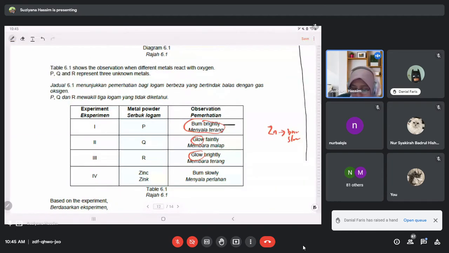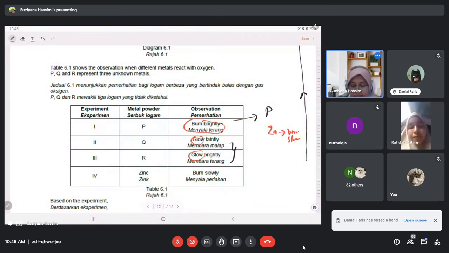Of course, the one that burns brightly sits above. That is the method, because I said just now, when you go up the reactivity of metals, the metal is more reactive towards oxygen. Now P burns slowly here. Now between this and this, check it out. Glow brightly and glow faintly. If it glows brightly, it is below it here. If it glows faintly, it is further away. You see? This one is faint, this one is bright.